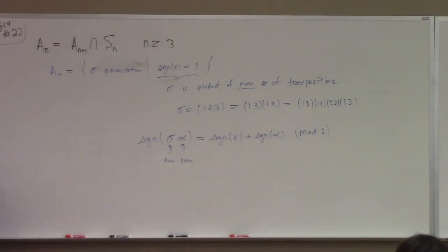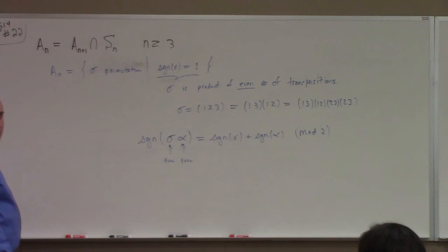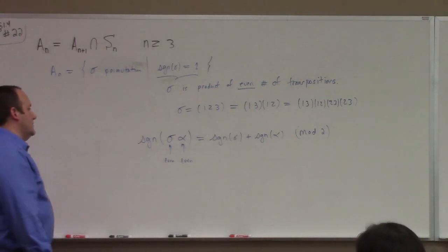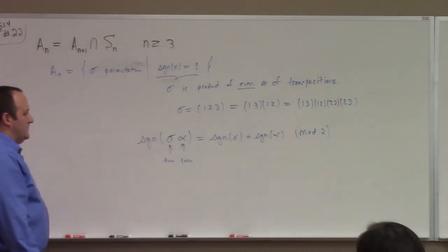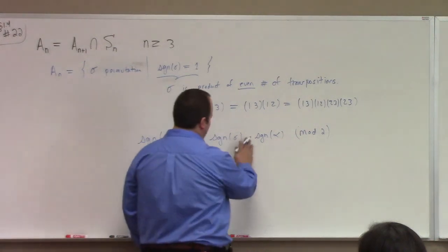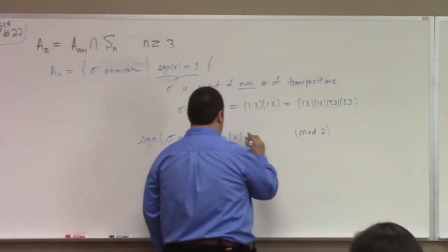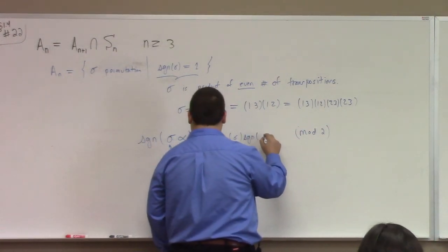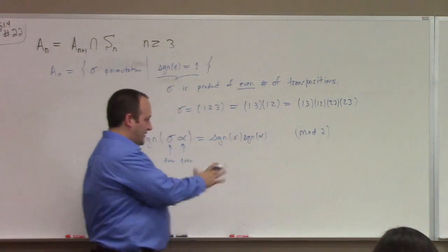Is sign, well, I'm sorry. Did he define sign to be 0 and 1, or did he define it to be plus and minus 1? Ah, curses. He did plus or minus 1? So this is product. There we go.